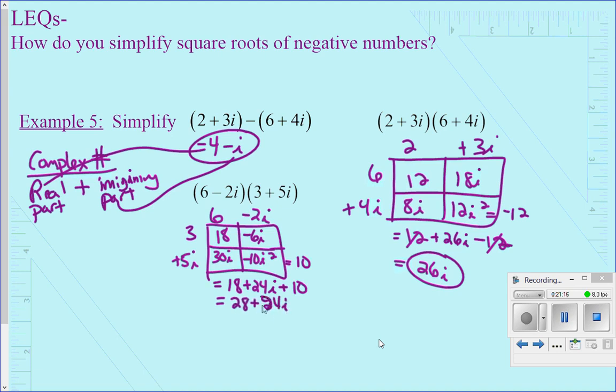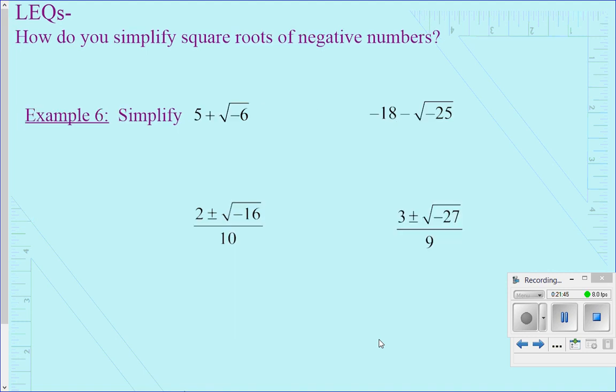Oops, that's a weird 2, 24i. So I'll write that again. 28 plus 24i is my final answer, which you can see is a complex number. By the way, when we write complex numbers, we write the real part first and the imaginary part second. So 28 plus 24i is the proper way to write it, rather than 24i plus 28. The real part comes first.